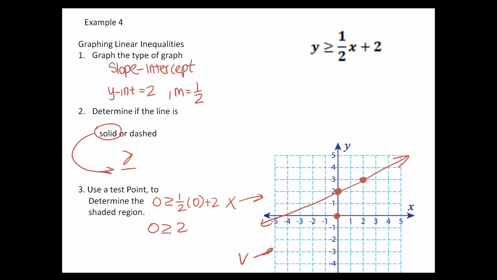Is the alligator's mouth opening up to the bigger number, as they would say? In this case, we would say it is not. It is wrong. So because it is wrong, we want to shade the top side. So we're going to shade the top side of this. This is the part that we're going to shade above the graph this time. The other times we've been looking at have been shading below it, or the side that's true. In this case, because it's bad, we want to shade away from our origin point, or the test point.